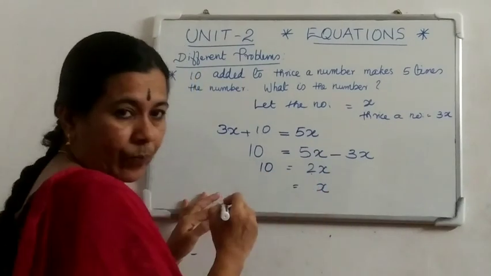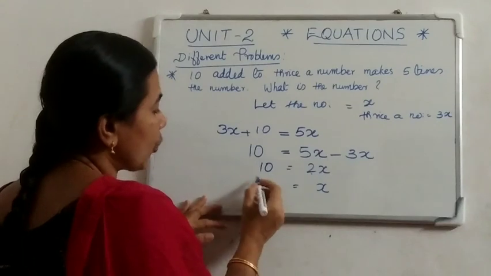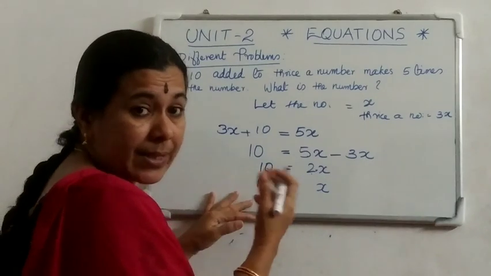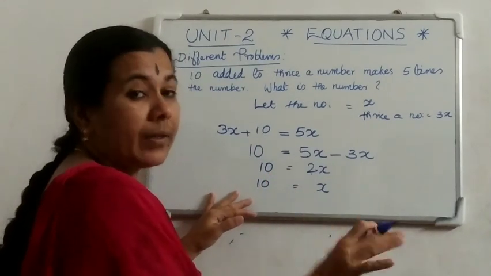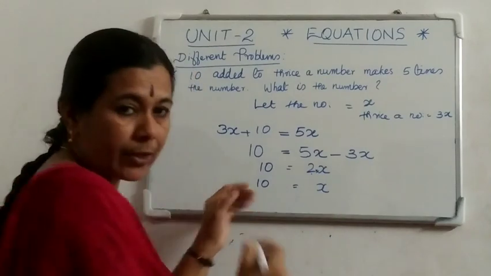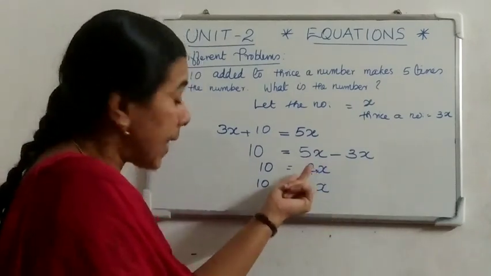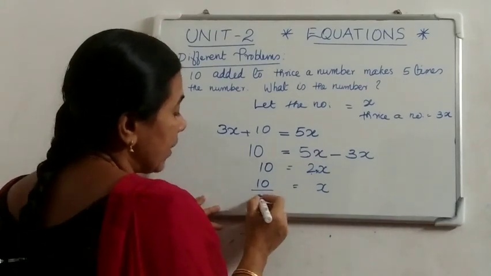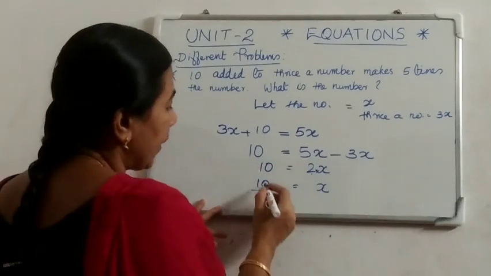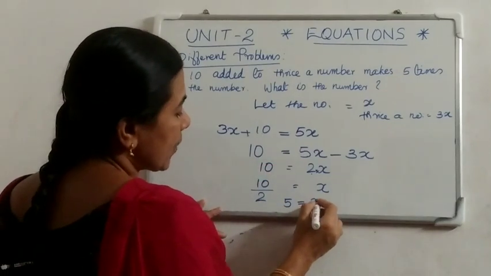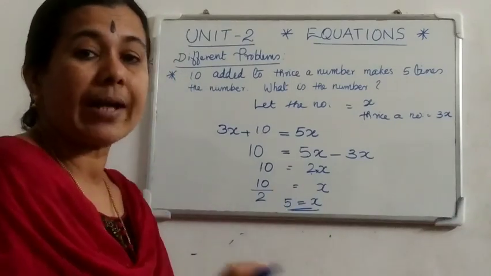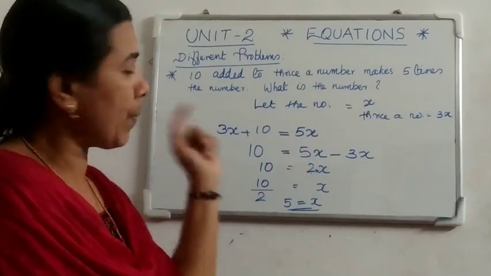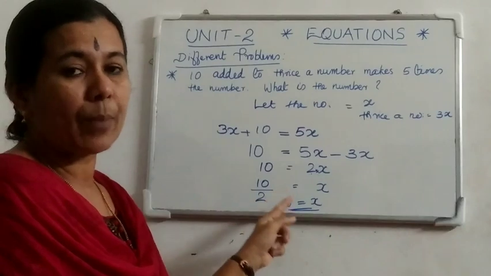Therefore, what is x? We want to find x. On the other side, the number is 10. This 2 goes to the other side as what? Which operation? Division. Because 2 is multiplied here. 2x means 2 into x. That operation will change as we move it to the other side, as division. That we know. 10 by 2 is 5. 5 is equal to x. Now we got the value of x. The number is equal to x, the number taken as x. Therefore, the number is equal to 5.